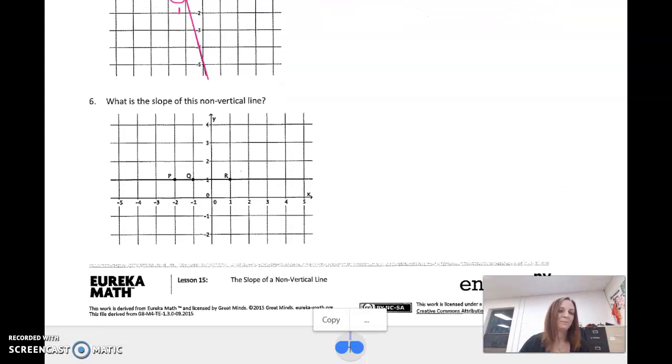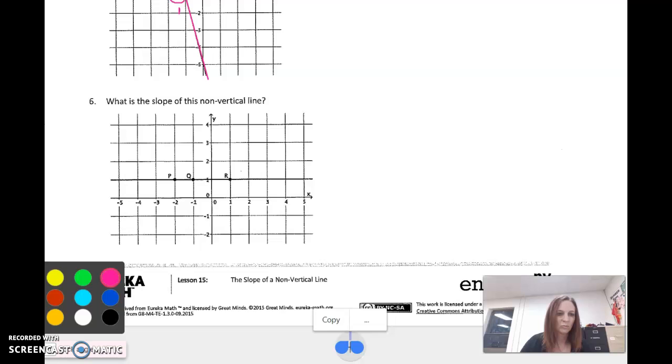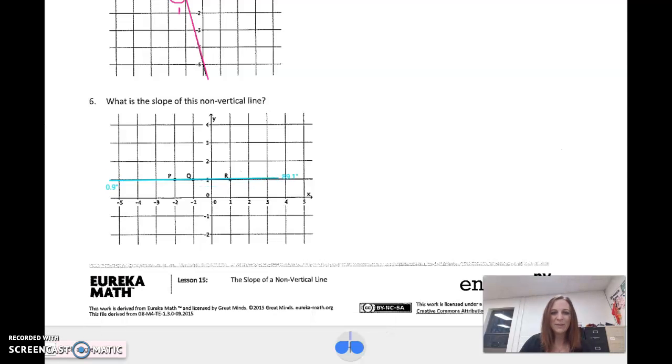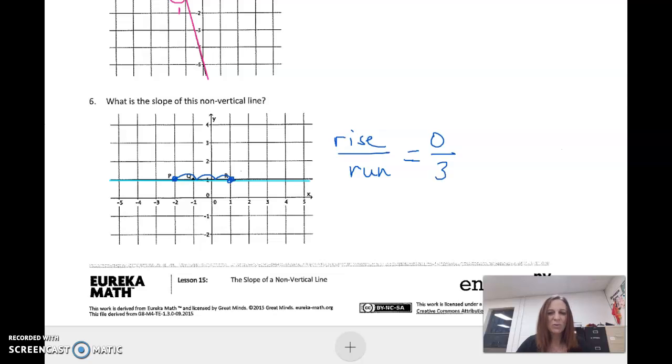How about this line? How steep is this line? This is my kind of hiking trail, okay? Because let's say I went from P to R right here. If I wanted to find the slope of my rise to my run, how am I going left to right? Okay, it's not really left to right inclining or declining. How much am I going up or down? 0. How much am I going to the right? 1, 2, 3. And 0 divided by 3, well, that's just 0.